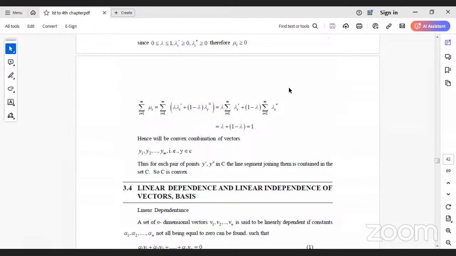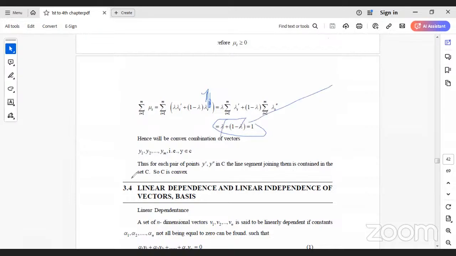This is not 1, this is double dash. Clear? This is double dash. The summation of mu i is lambda times the summation of lambda i dash plus 1 minus lambda times the summation of lambda i double dash. In this simplification, lambda plus 1 minus lambda gets cancelled, and it is equal to 1.